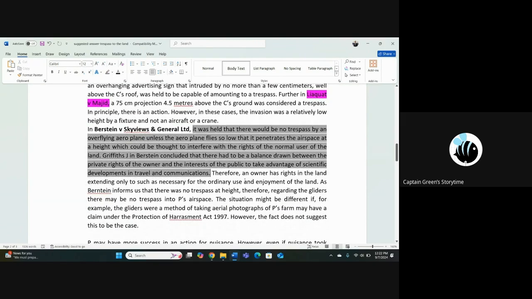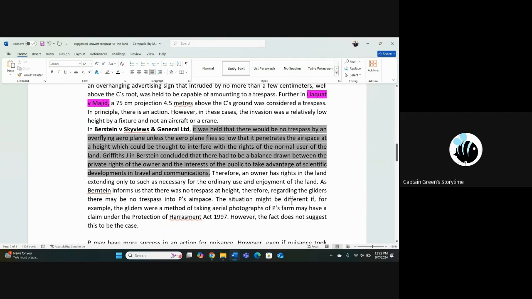Moving on. Therefore, an owner has rights in the land extending only to such height as is necessary for the ordinary use and enjoyment of the land. As Bernstein informs us that there was no trespass at height, therefore, regarding the gliders, there may be no trespass into airspace. It is clear that they haven't disturbed his right to live freely on the land, and he is enjoying the land, thus there will be no trespass.